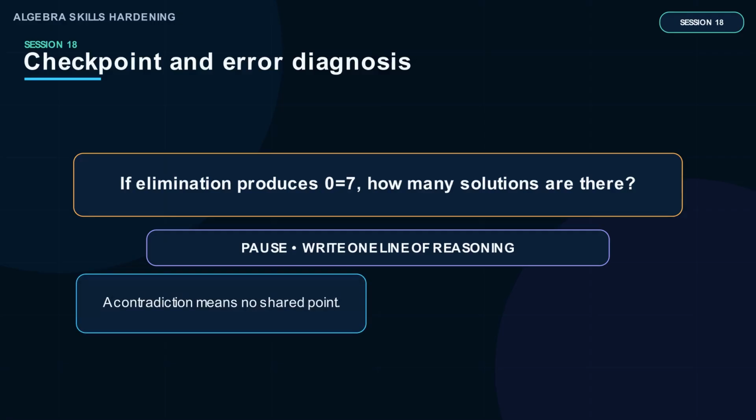A focused hint: a contradiction means no shared point. Use it to repair your setup rather than guess. An accepted answer is 0. Explain why it works and name the first step that would expose a common error.